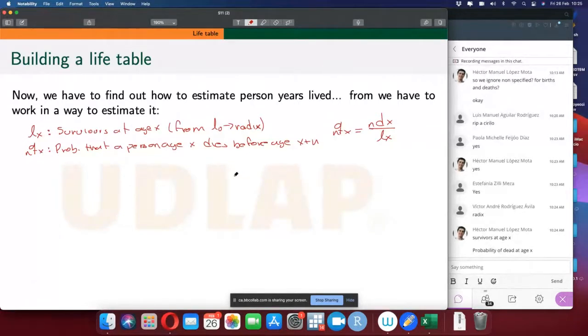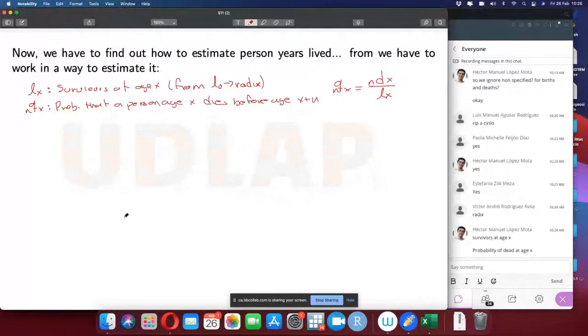Okay. So this works as a review for some of you, and new definitions for those of you who didn't have this class last semester. Okay. So now what are we going to do? We need to find Lx. This is person years lived between ages x and x plus n.